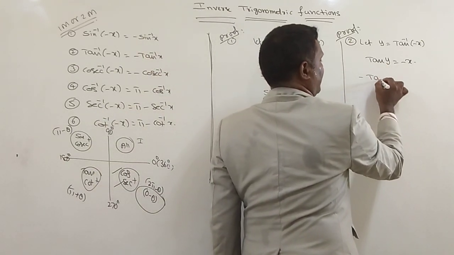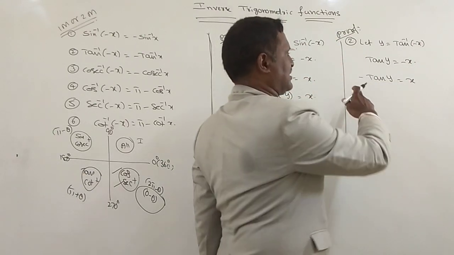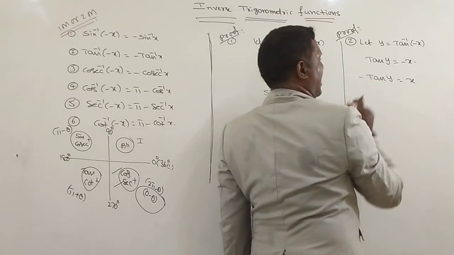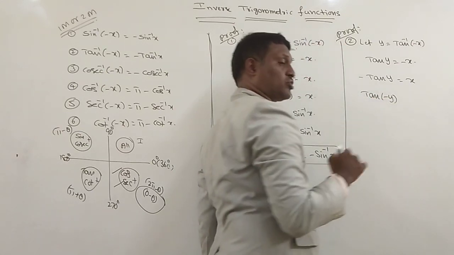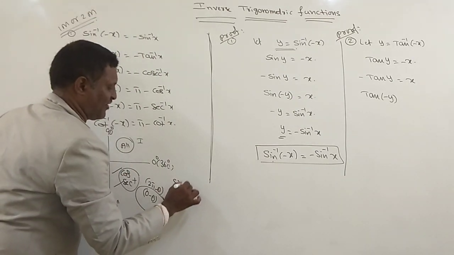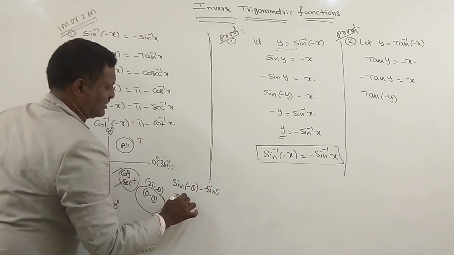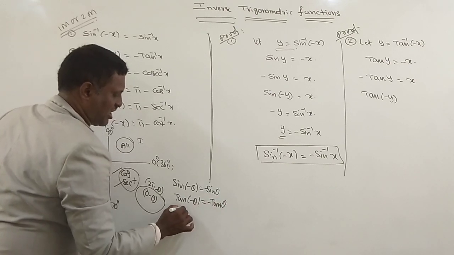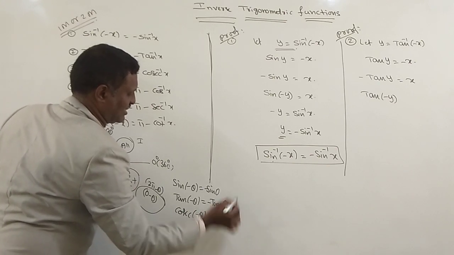So we can write minus tan y is equal to x. So plus tan y I have written as minus tan y, minus x I have written as plus x. Now minus tan y, we can write it as tan of minus y, because in the fourth quadrant tan is negative. So what can we write? Sine of minus theta we can write as minus sine theta. Tan of minus theta we can write as minus tan theta. Again, cosecant of minus theta we can write as minus cosecant theta. We can write it like this.